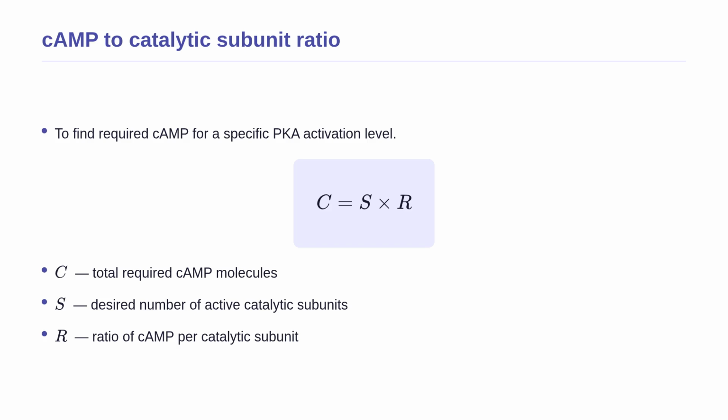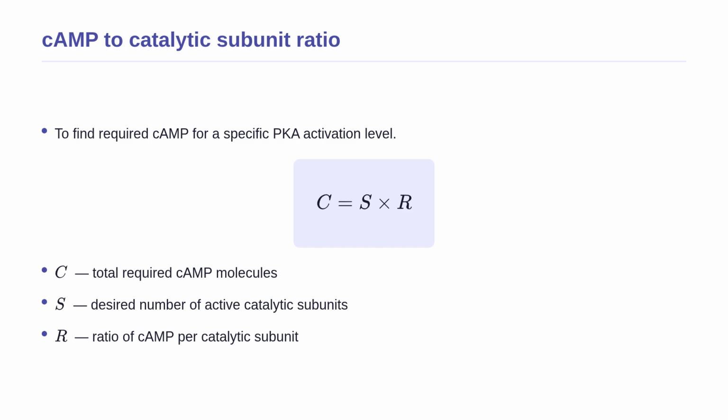This massive amplification leads us to another practical scenario. What if we need to work backward? Sometimes researchers need to know exactly how much cyclic AMP is required to achieve a specific level of PKA activation. We can express this relationship with a simple formula. C equals S times R.